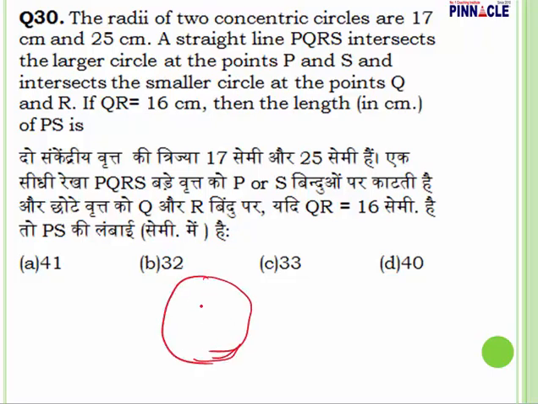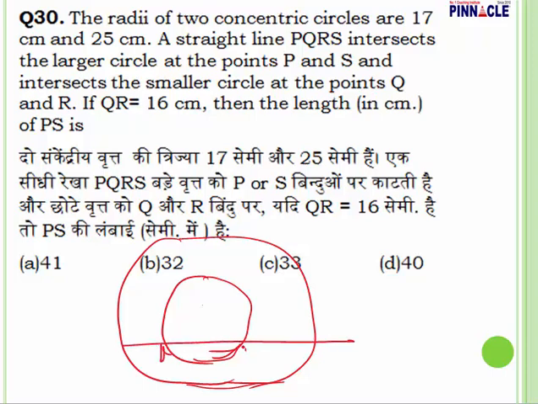You can write here 17 centimeter and 25 centimeter. A straight line PQRS intersects the larger circle at the points P and S, and intersects the smaller circle at points Q and R. PQRS is the straight line. If QR is 16, then we have to find the length of PS.